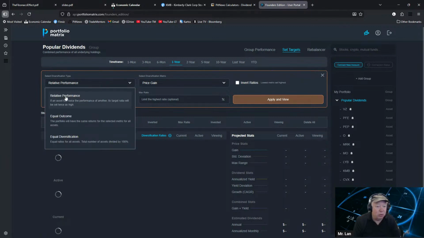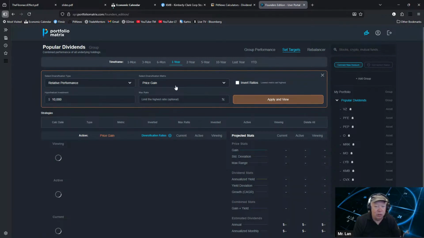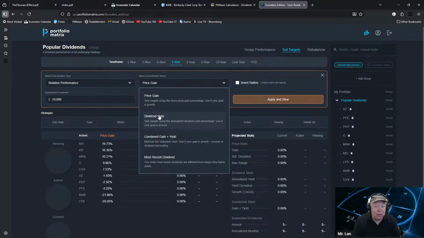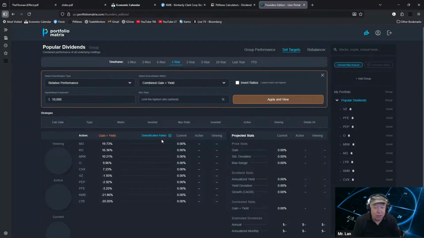So we're going to come in here and do relative performance. We've got all these little math formulas: relative performance, equal outcome, and equal diversification. We're going to say relative performance, and we're going to do price gain, dividend yield, or combined gain plus yield. That's probably the one we want when we're doing general stocks. So we're going to do gain plus yield, we're not going to leave a max ratio, and we're just going to apply and view.